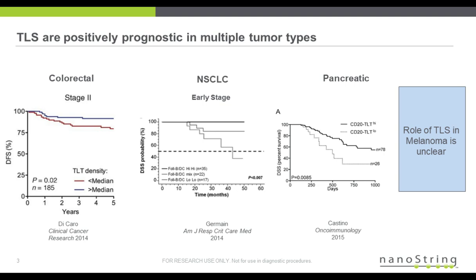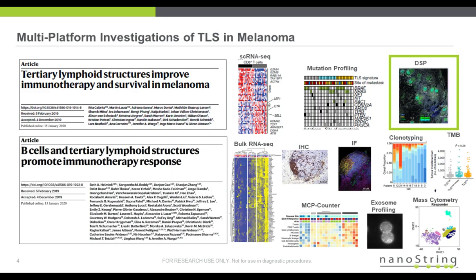I'm showing here just 3 examples from colorectal cancer, non-small cell lung cancer, and pancreatic cancer that all suggest that having tertiary lymphoid structures increases the rate of disease-free survival. But the role of TLSs in melanoma is less clear. There have been mixed reports about their clinical impact, and at a molecular and cellular level, understanding what effects they're having on the immune response to melanoma are studies that had not been done previously.